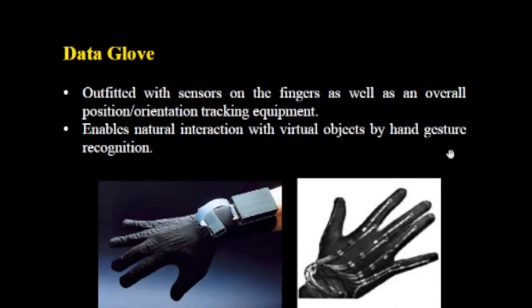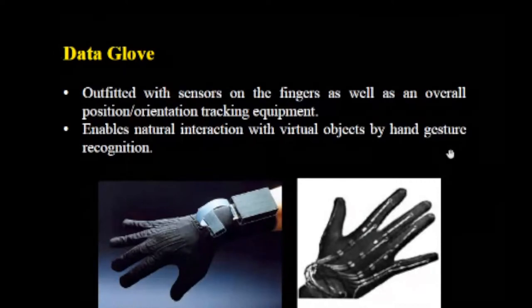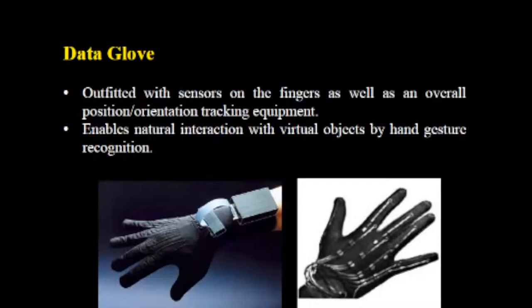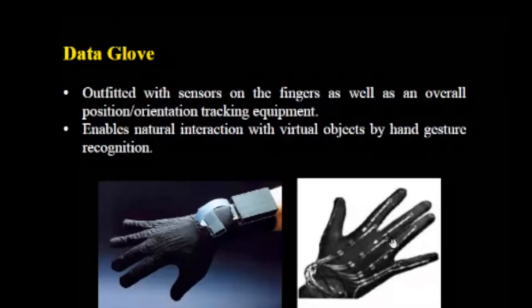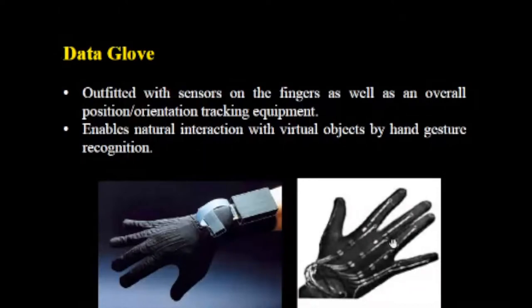There is a device known as data gloves, which look like normal gloves, but these are all electronic gloves. A person can wear this kind of electronic glove, and it has bend sensors. You can see on the right-hand side picture that there are bend sensors.